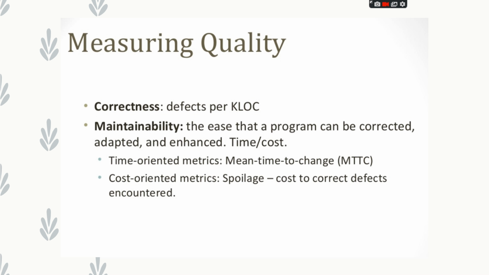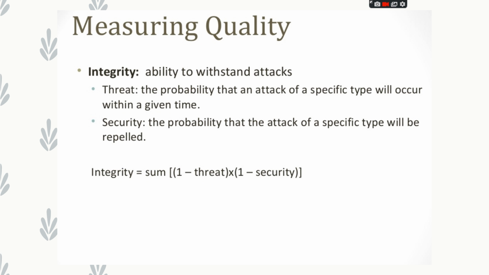Time and cost: time-oriented metrics, mean time to change, MTTC. Cost-oriented metrics, spoilage, the cost to correct defects encountered. Integrity is the ability to withstand attacks. Threat is the probability that an attack of a specific type will occur within a given time. Security is the probability that an attack of a specific type will be repelled. So you can form a formula regarding threat, security and integrity: integrity equals the sum of [1 minus threat] times [1 minus security].